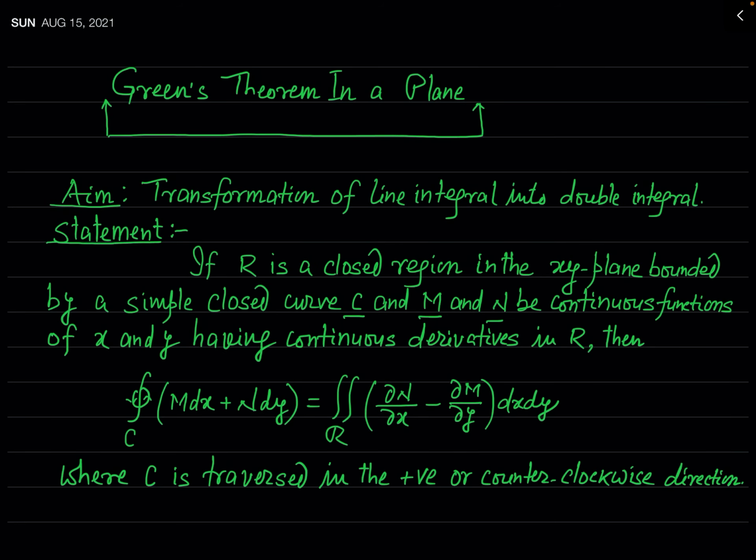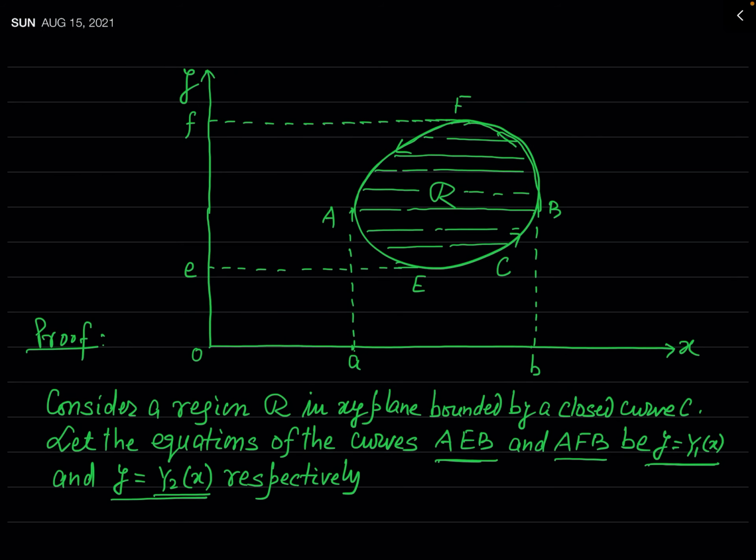Now see the statement. In the statement you can see the line integral of m dx plus n dy along the closed curve C in counterclockwise direction is equal to this much. So to prove this theorem, we will start by finding the double integral of these functions, that is del n by del x and del m by del y. So let us try to evaluate the integral in the RHS step by step.